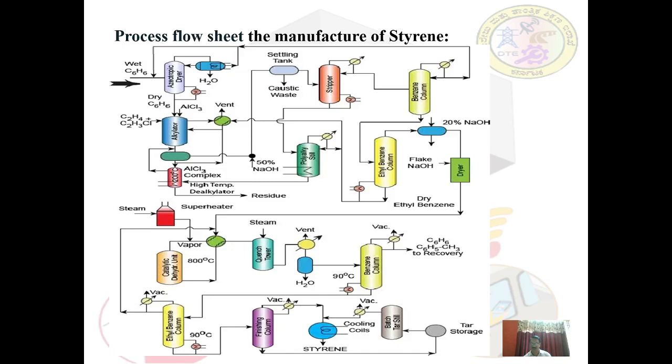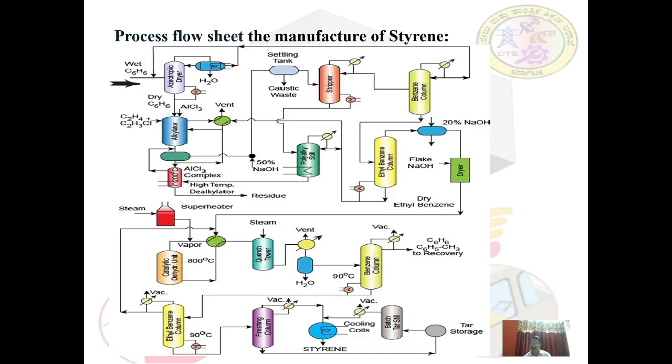So the ethyl benzene, after dehydrogenation, produces styrene. Then styrene is separated in the second column operating at 35 mm mercury pressure and 90 degrees centigrade, which separates styrene from unreacted ethyl benzene.